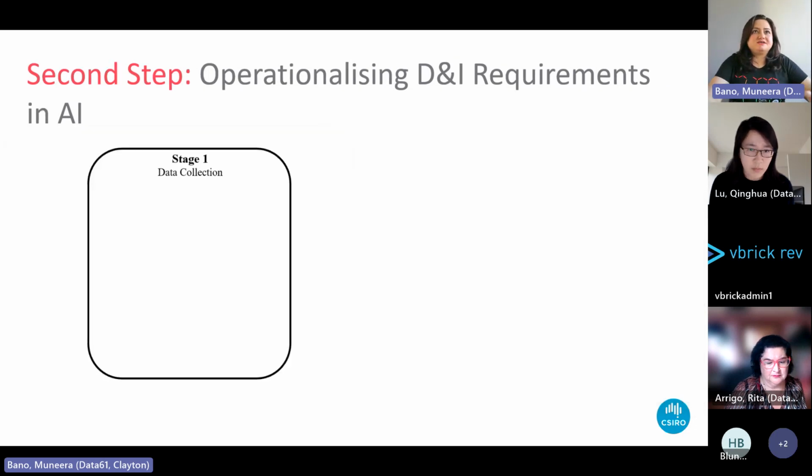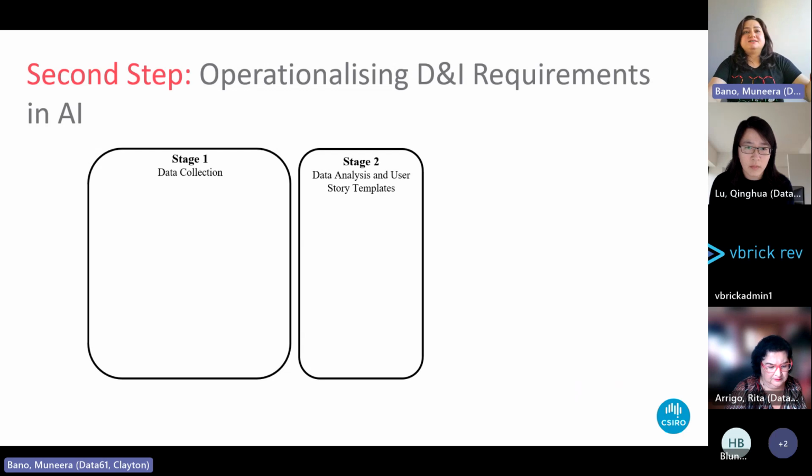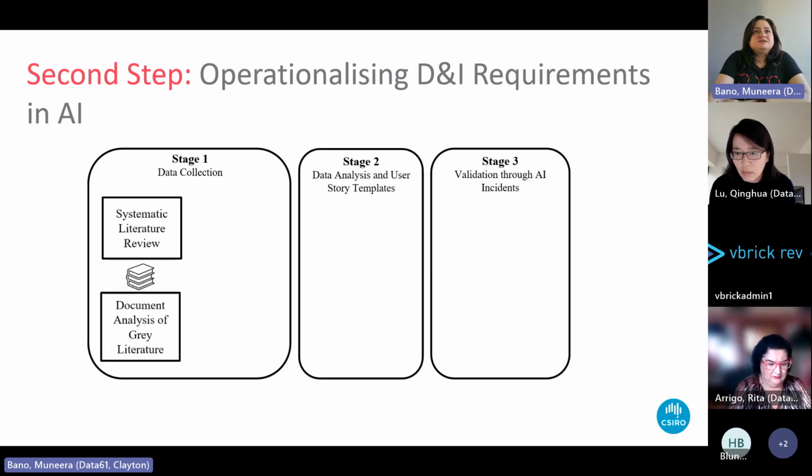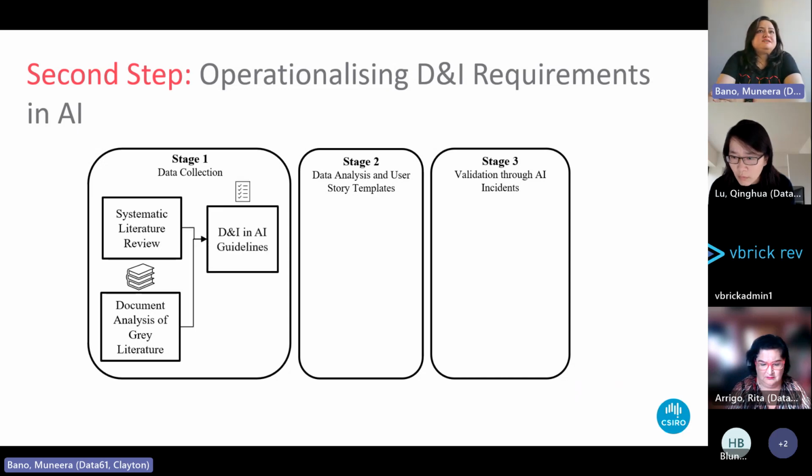So we started with the data collection stage. We analyzed a large set of data and proposed a user story template in order to elicit the requirements. Then we tried to validate them through the AI incident database that Qinghua mentioned a while ago. A systematic literature review was conducted by one of our team members, Rifat, and another, Francesca, did the gray literature review. All of this went into the D&I and AI guidelines development, some of it in the book chapter that I just pointed out. This was also guided by the definition that was developed.